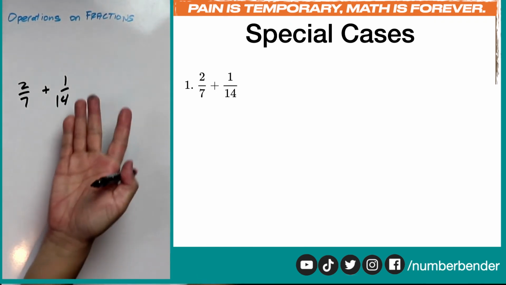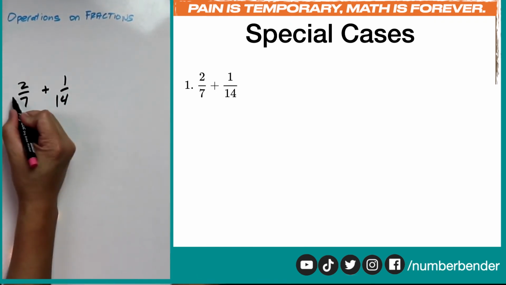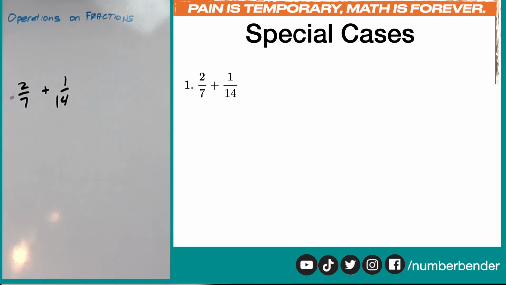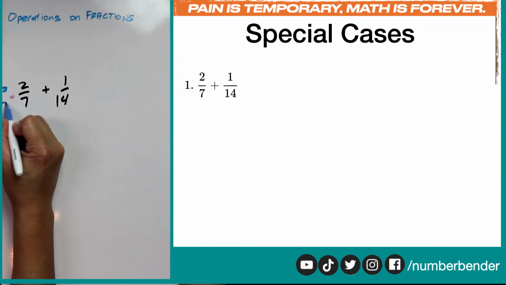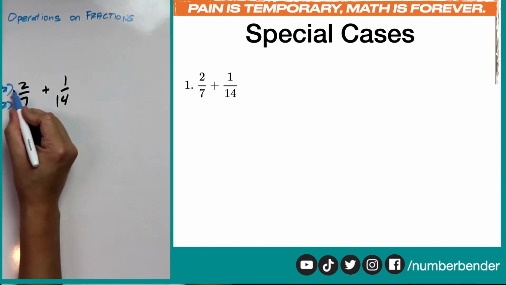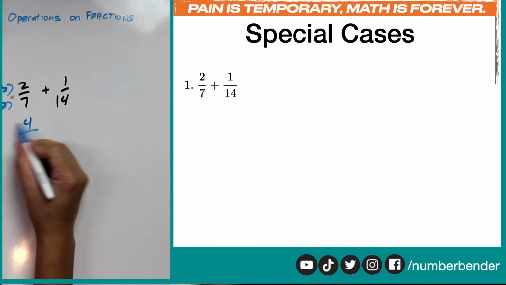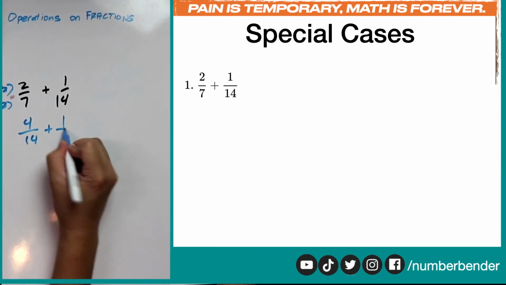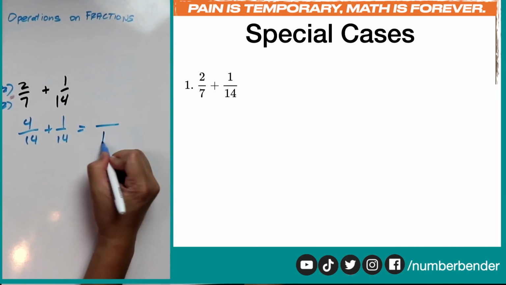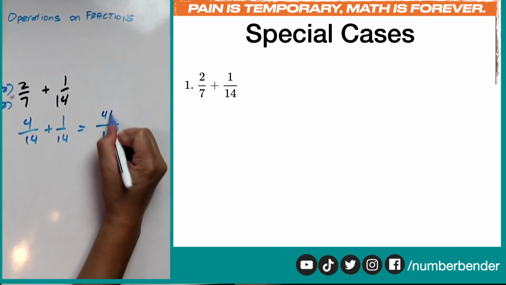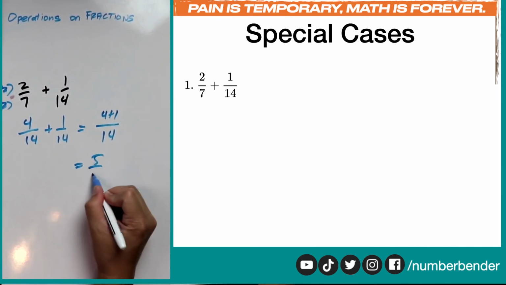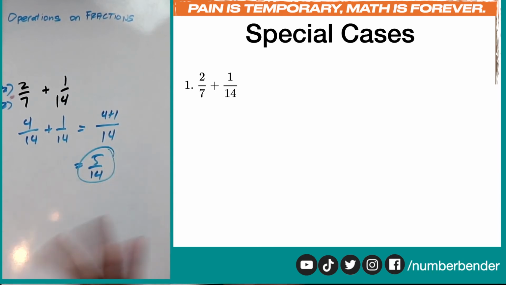So instead of using the butterfly technique, let's just multiply this with 2 all over 2. And by doing so, we'll be modifying our first fraction into 2 times 2, which is 4, all over 2 times 7, which is 14. And now we ended up with a fraction with the same denominator. So if we add the numerator, we'll end up with 5 over 14. And again, we'll be able to apply these techniques once we have mastered our basic skill.